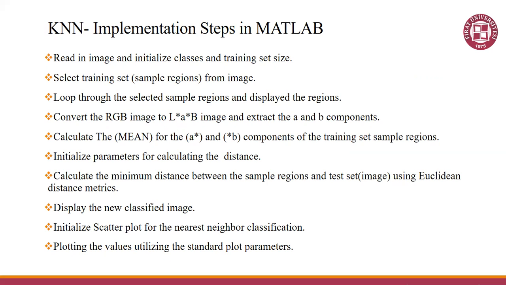Next, we calculate the mean of the A and B components of the training set sample regions. We initialize parameters for calculating the distance. We calculate the minimum distance between the sample regions and the test set, which is the entire image, using the equivalent distance matrix. We display the reclassified image. Then we initialize the scatter plot for the nearest level classification, and we plot the values utilizing the standard plot parameters. So after listing these steps, we can now go over to MATLAB and implement these steps.